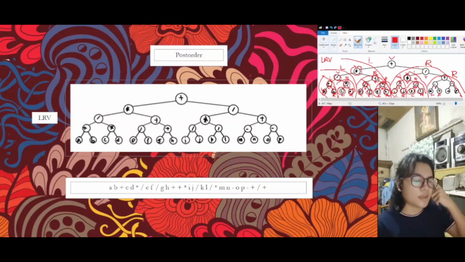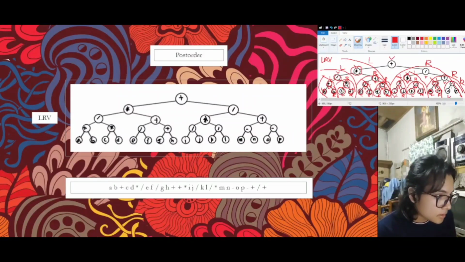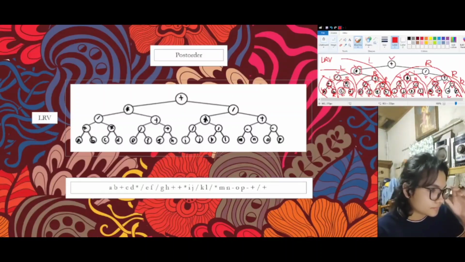So that's going to be M, then N, and then the division sign, and after that this is going to be our new left, this is going to be our new R, and this is going to be our new V. So this is now going to be an LVR, since this right node has children in the subtree. So it's going to be LVR.